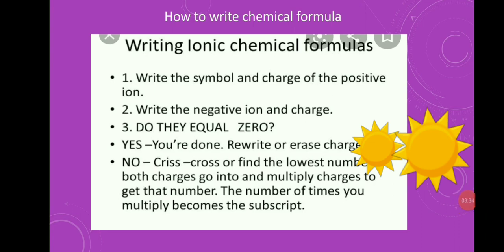Many substances are made up of positively and negatively charged particles called ions. Here are the procedures followed for writing the chemical formula of a substance. First, write the symbol and charge of the positive ion. Second, write the negative ion and charge. Third, do they equal 0? If yes, then you are done. Rewrite or erase the charges. If no, crisscross, or find the lowest number both charges go into and multiply the charges to get that number. The number of times you multiply becomes the subscript.